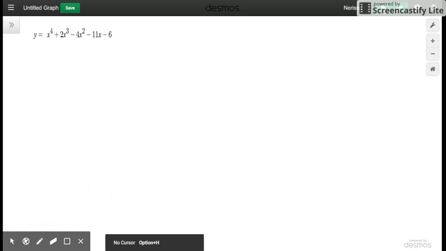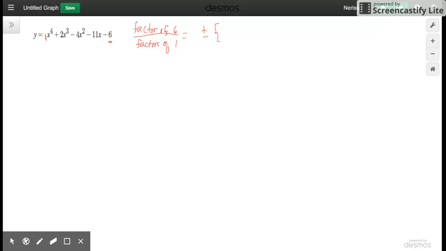So we need to find the possible rational zeros. So what are the potential rational zeros? We find that out by finding the factors of the constant term, which is 6, and 6 is right here, over the factors of 1, the leading coefficient, which is right here. So we know that the potential rational zeros are positive, negative 1, 2, 3, and 6.